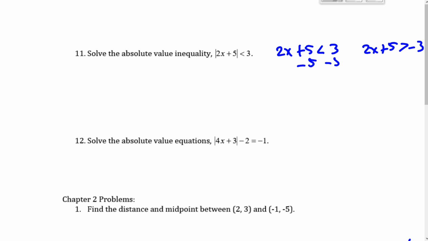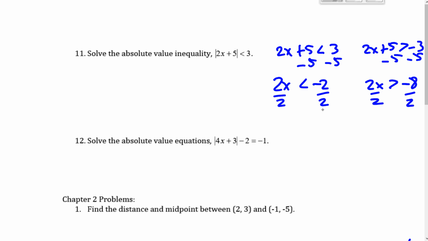So for both equations or inequalities, you're going to subtract 5 unless you switch the absolute value part on the second one. So we have 2x is less than -2, and here we have 2x is greater than -8. Divide by 2, divide by 2, divide by 2, divide by 2. So we get x is less than. Remember, whenever you multiply or divide by a negative, you flip that inequality.